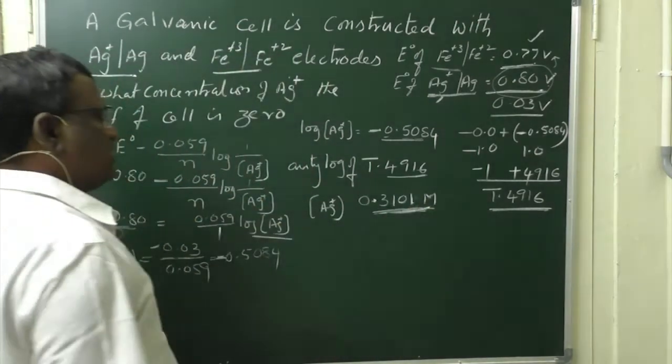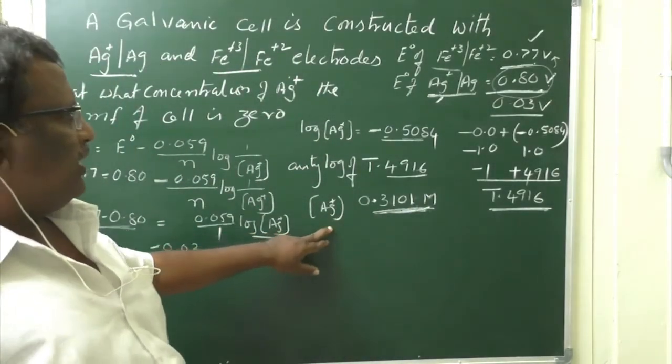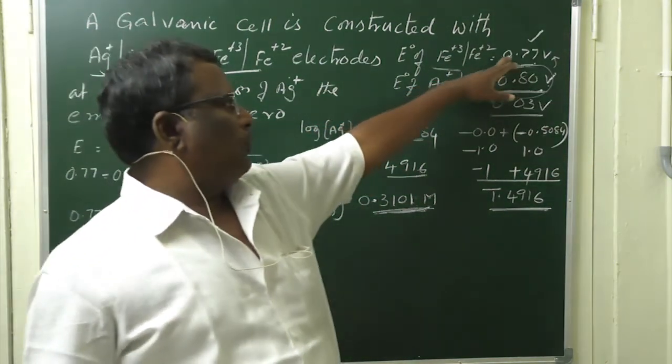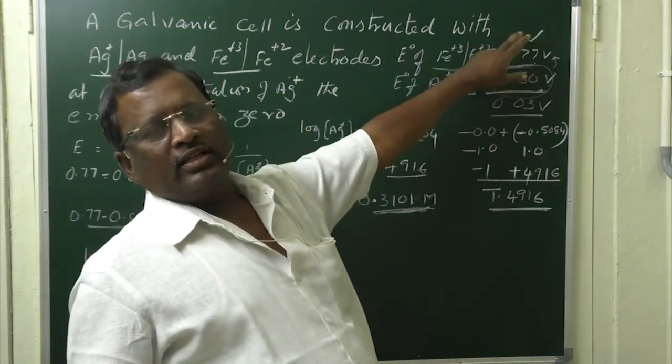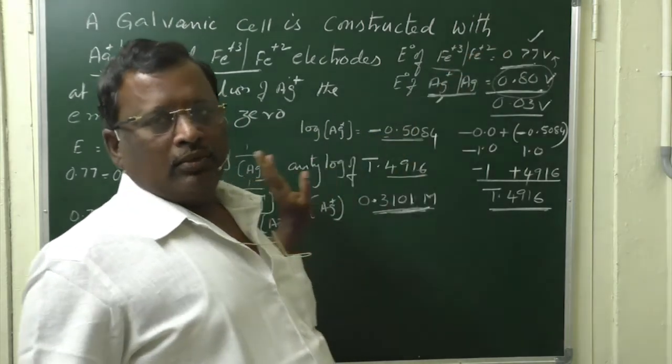At this concentration, the potential of the silver electrode will be equal to 0.77 volts, so that the EMF of the cell will become 0.